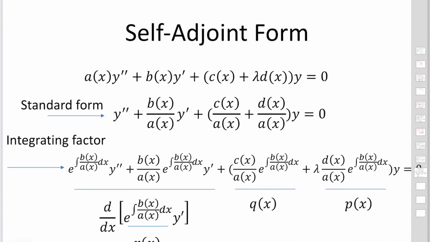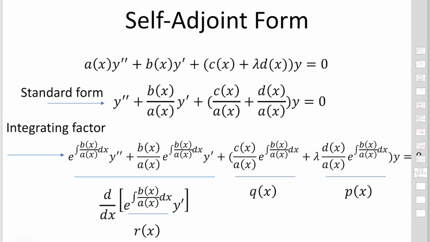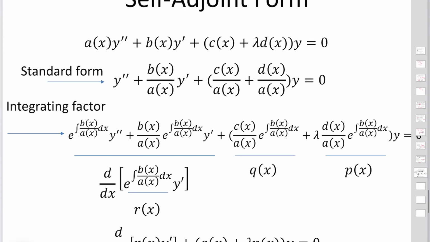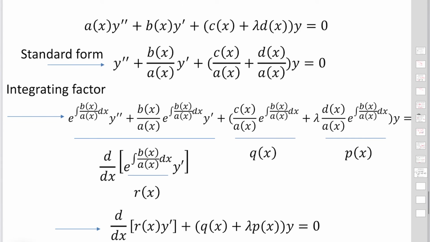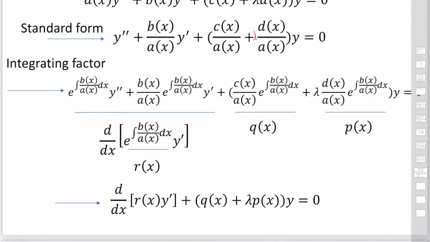Self-adjoint forms. So we start by considering the very general form of the second order differential equation: a y double prime plus b y prime plus c plus lambda d y. At first, we need to convert the equation into the standard form by dividing by a. Then y double prime plus b over a times y prime plus c over a plus d over a lambda times y equals 0. Then multiply by the integrating factor, the exponential of the integral of b over a dx. So you multiply the integrating factor into the equation.